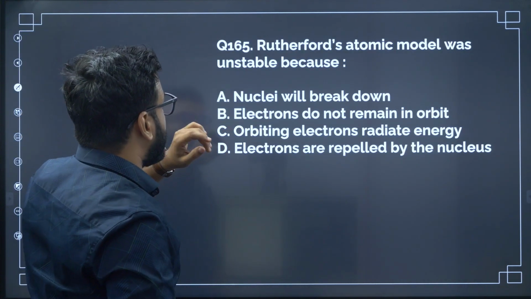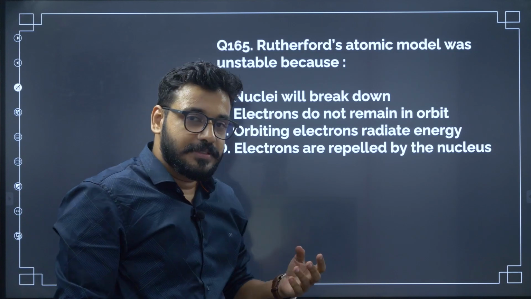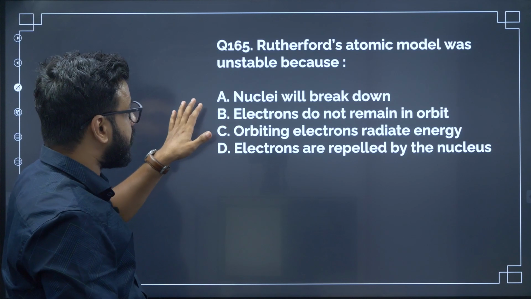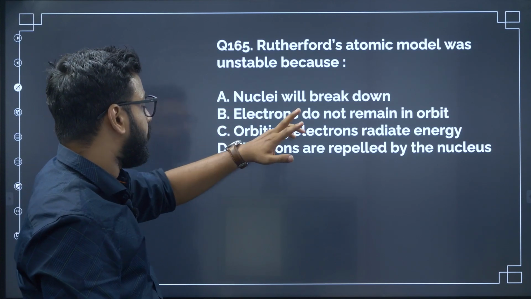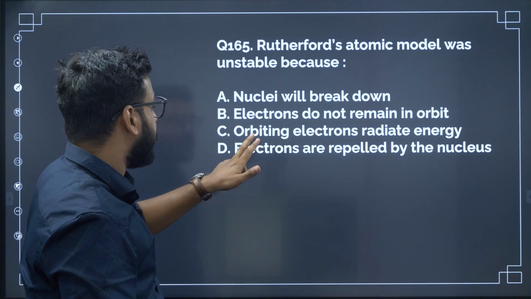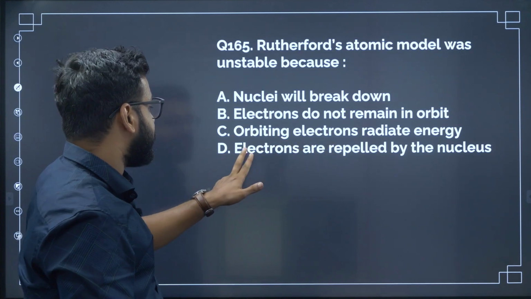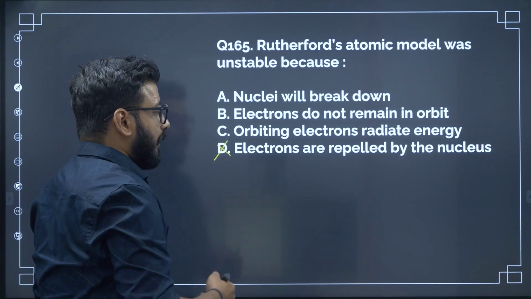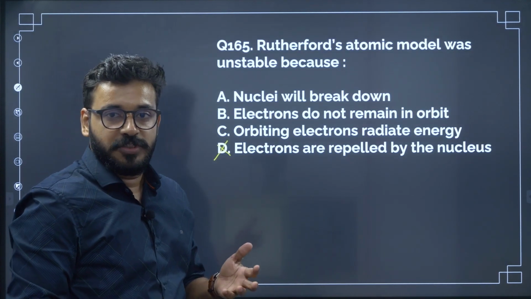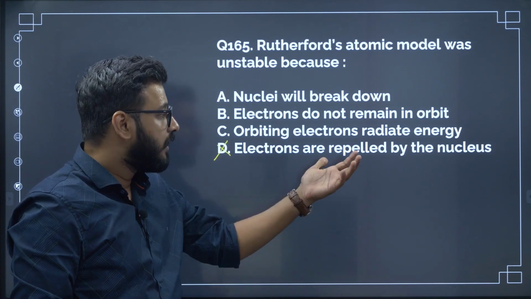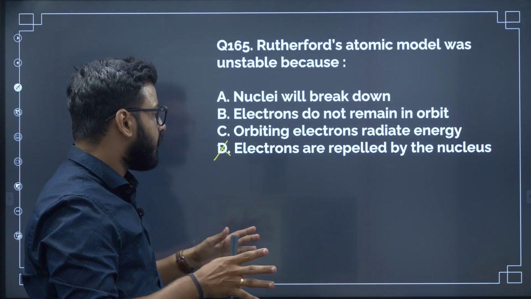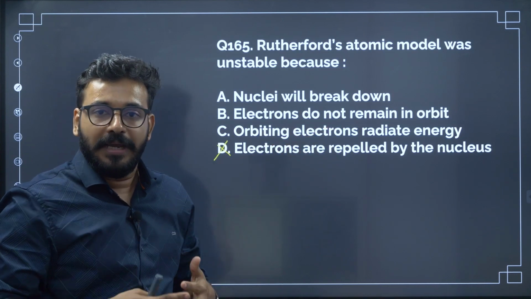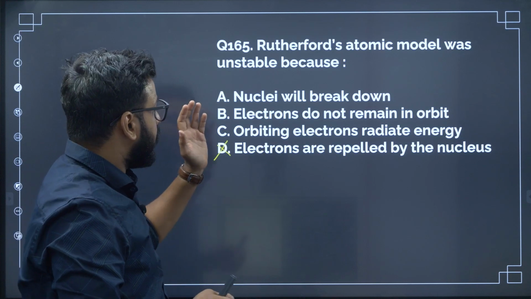Rutherford's atomic model was unstable because of... what is the reason for the failure of Rutherford's model? All of you know this. The options are: nuclei will break down, electrons do not remain in orbit, orbiting electrons radiate energy, electrons are repelled by the nucleus. First of all, option D is very glaring. Electrons are repelled by the nucleus? That's not possible. If you think sensibly, electrons are negatively charged and the nucleus is a positively charged entity. Electrons do not remain in orbit? No, that was not actually implied by Rutherford's model as it is. Nuclei will break down.